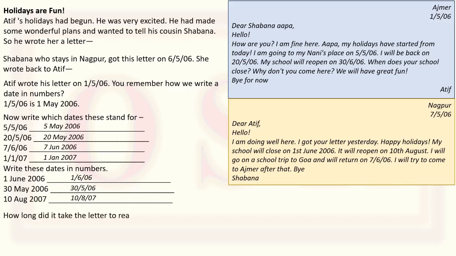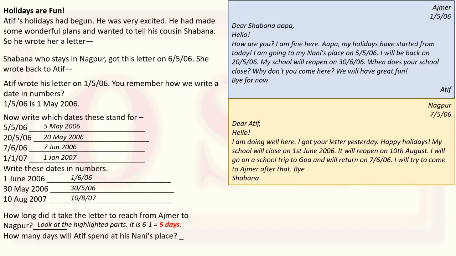Now how long does it take the letter to reach from Ajmer to Nagpur? Okay, so look at the highlighted parts. It is 6 minus 1 is equal to 5 days. How many days will Atif spend at his Nani's place? Now look at the highlighted parts. It is 20 minus 5, that is 15 days.